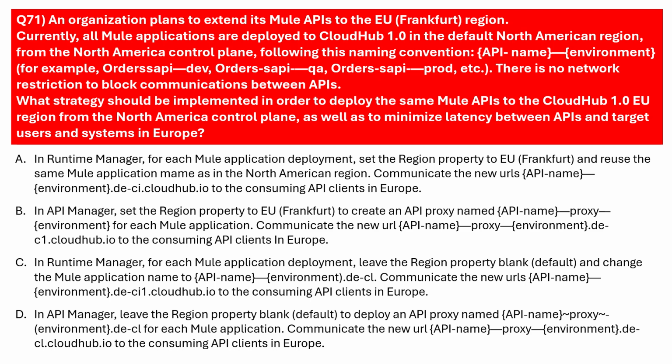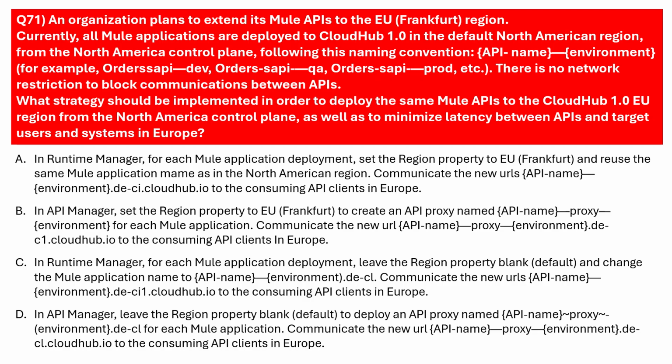What strategy should be implemented in order to deploy the same Mule APIs to the CloudHub 1.0 EU region from the North America control plane, as well as to minimize latency between APIs and target users and systems in Europe?